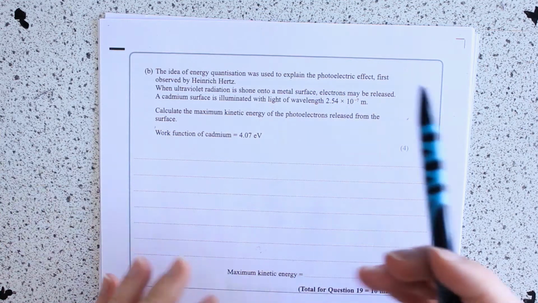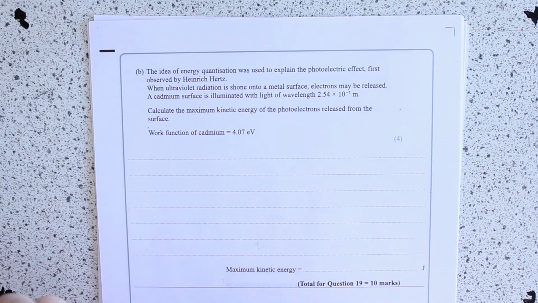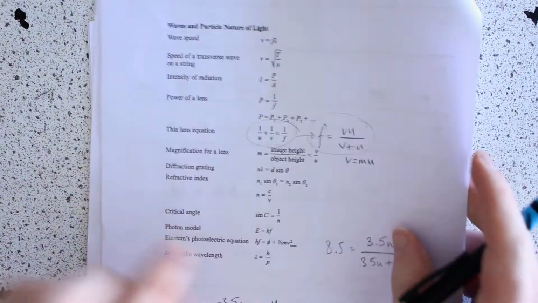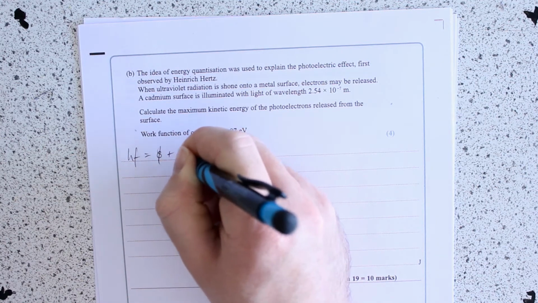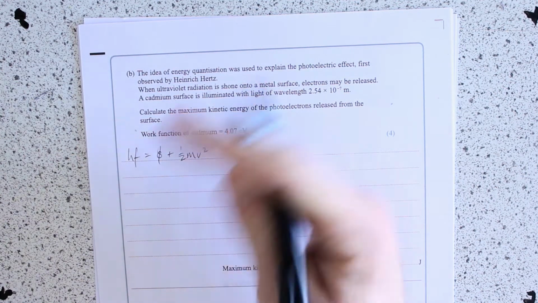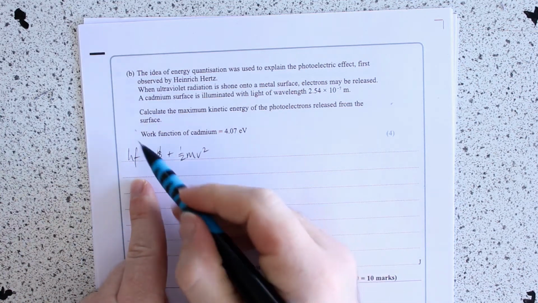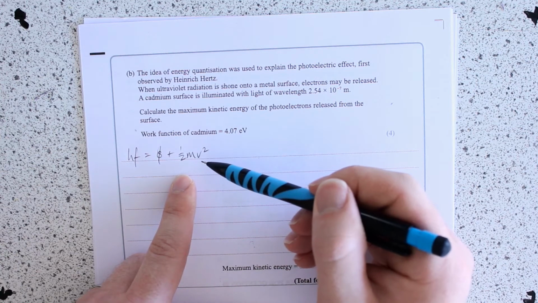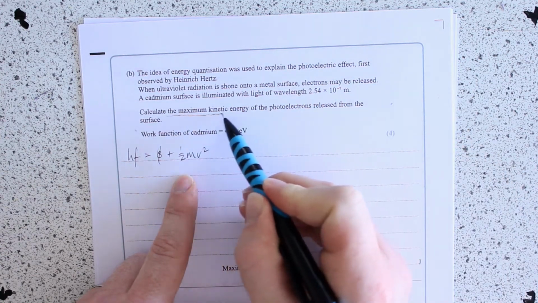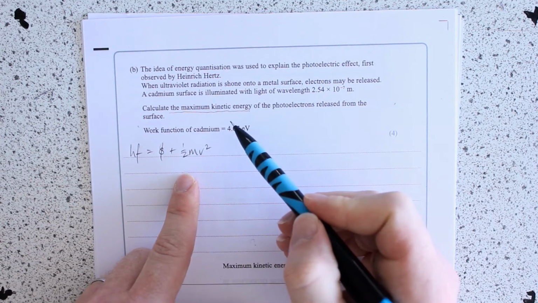Right, so the idea of energy quantization was used to explain the photoelectric effect. So, the explanation of photoelectric effect was Einstein's photoelectric equation. So let's go ahead and get that. Let's get it ready. hf is phi plus half mv squared max. I'll just leave that. So where this is the energy of the photon, this is the work function to get to the surface of the metal, and this is the kinetic energy that's released. And this is what we're asked to actually work out.